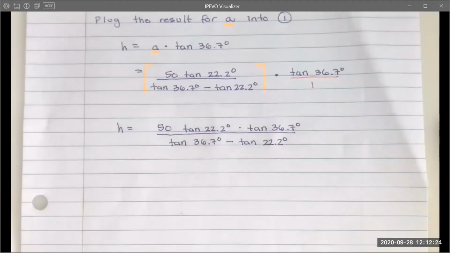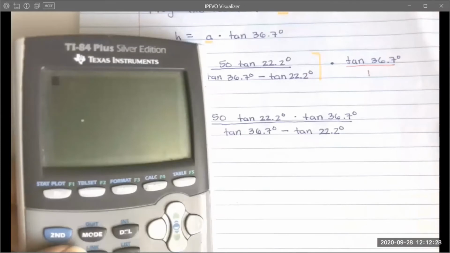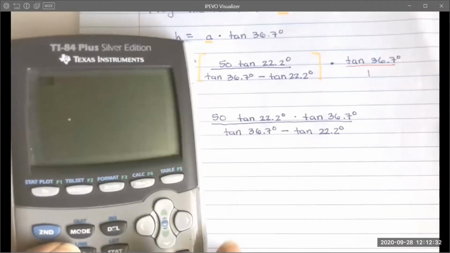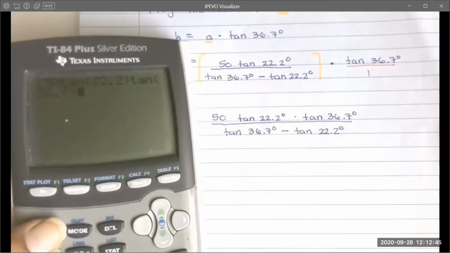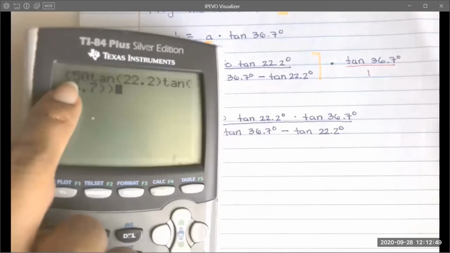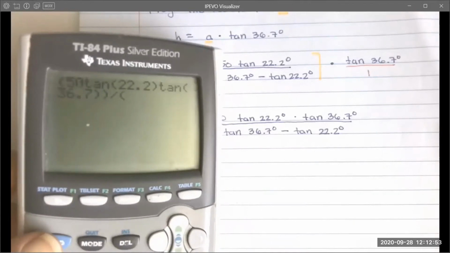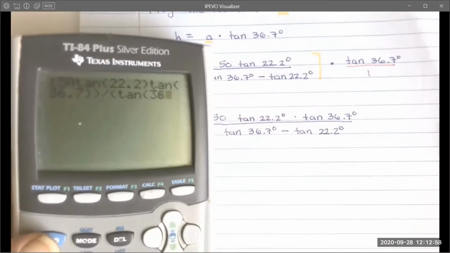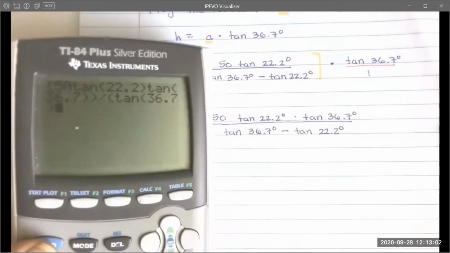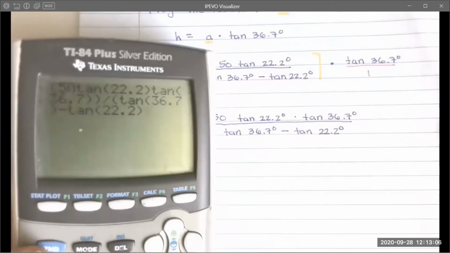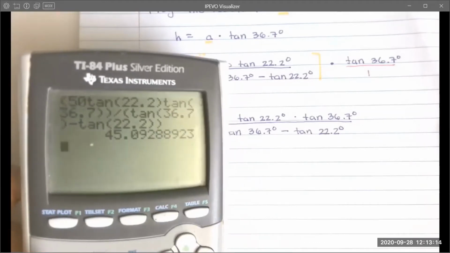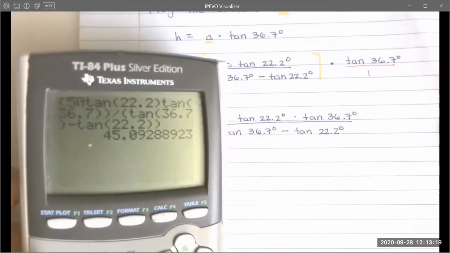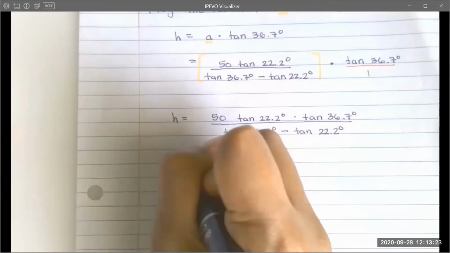So now we punch into our calculator. We're going to get, in the numerator, let me just go ahead and encompass it with parentheses. 50 times tan of 22.2 multiplied with tangent of 36.7. Close the parentheses for the numerator. Then divided by, open parenthesis for the denominator now, tangent of 36.7, close the parenthesis for tan, minus tangent of 22.2, close the parenthesis for tan, and then close the parenthesis for the denominator. So this closes that open parenthesis. And we get approximately 45 feet. They do ask us to round to the nearest foot, so that means that the height is approximately 45 feet.